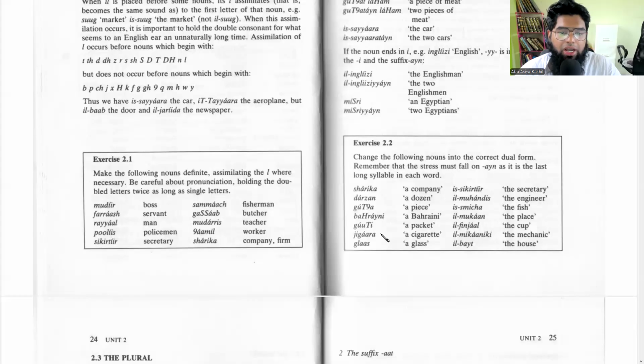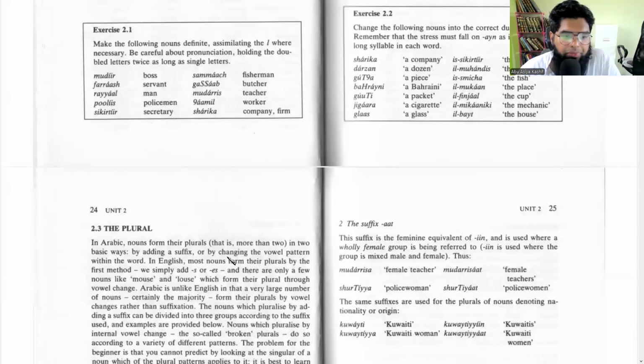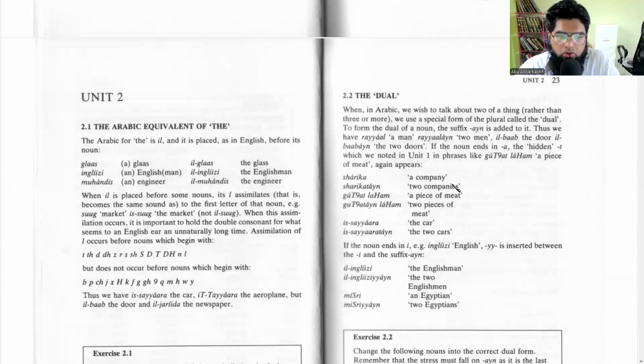Jigara, so jigaratain. Jigara is cigarette. Glass, glassain. Secreteer is secreterain, two secretaries. المهندس المهندسين, two engineers. السمك اسميكين or سميكين or سمكين. المكان المكانين. الفنجال الفنجالين, place, cup. الميكانيكي الميكانيكيين. البيت the house, البيتين, two houses. All right, that was dual. So ain you add to anything you want to make dual.